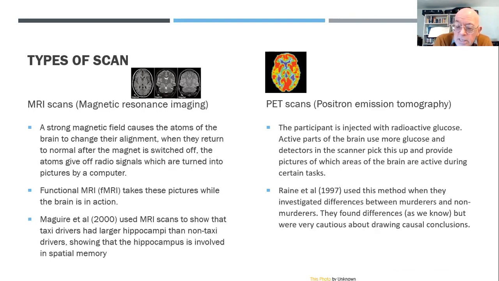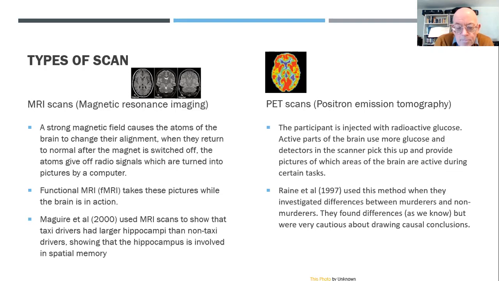And then the magnet is switched off. And the moment the magnet is switched off, all the cells go back to where they were before. So they change back in direction. But as they change, they give off radio waves. And what the computer in an MRI scanner does is turn all of those radio signals into a picture of what the brain would actually look like, which is quite incredible, isn't it? So that's how it works. It uses radio signals to create a picture of the brain.